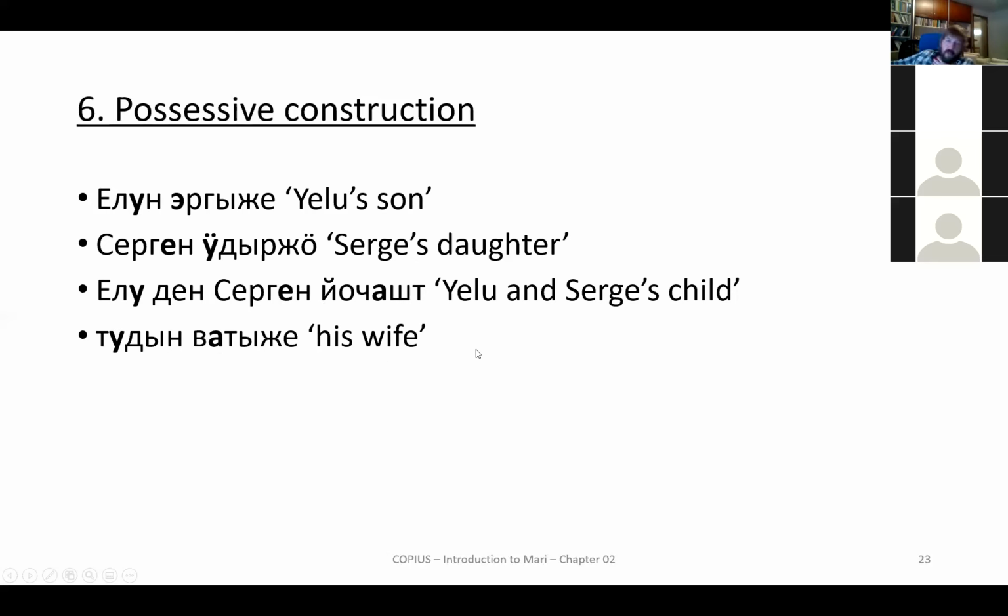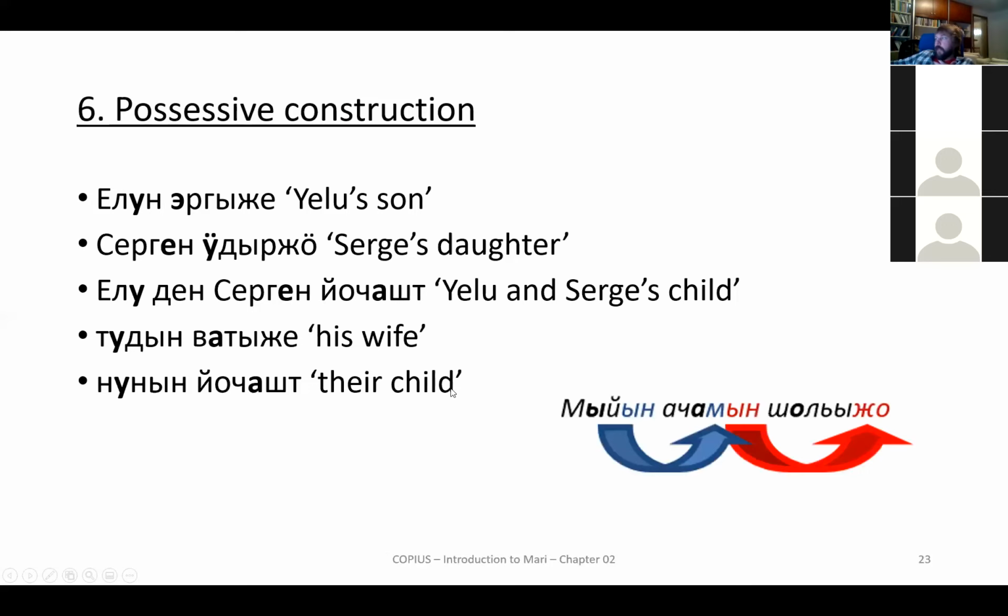Yeah, also it works the same with pronoun possessors. If I have like Tuden vatuje or Nunen jochasht. And I can also have chains of possessors. Like if I have here, it's like my father's little brother. So I have me in the genitive, then father, a possessive suffix to indicate the relationship to me, my father, and then genitive because of him, the little brother.